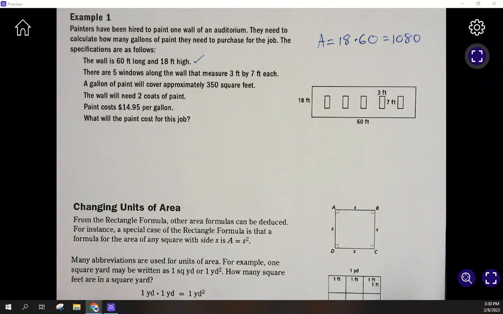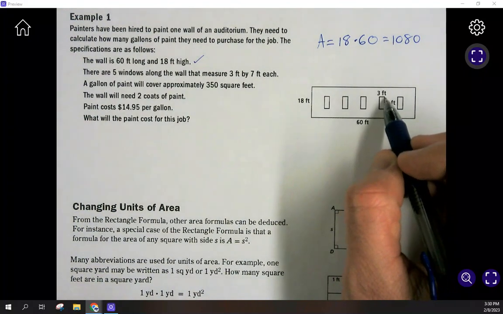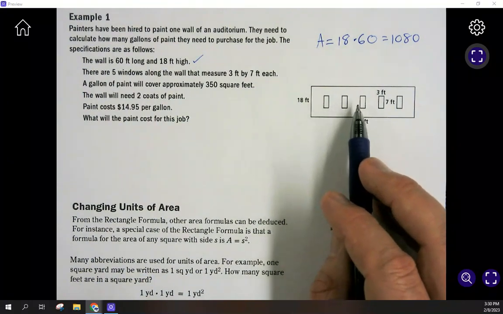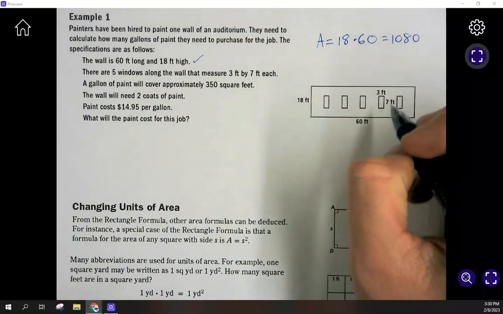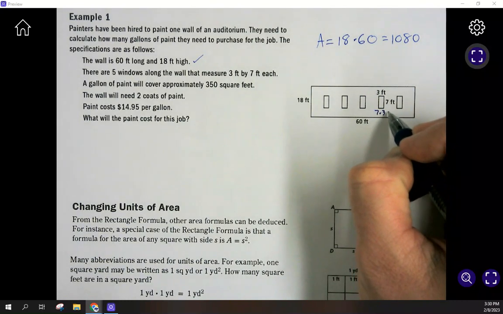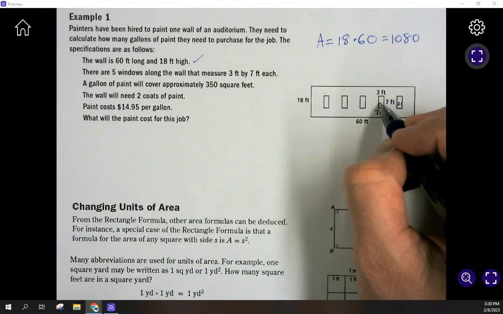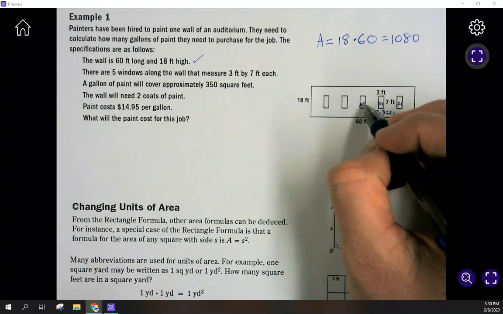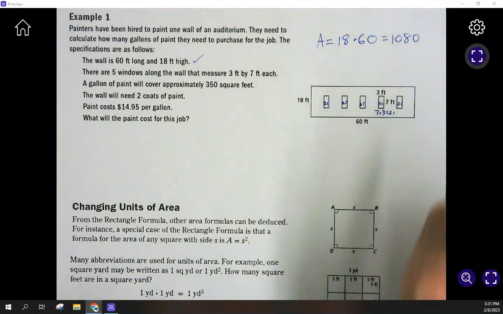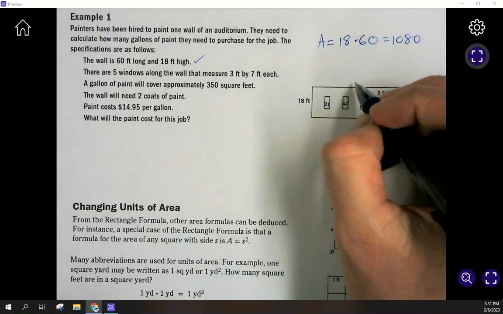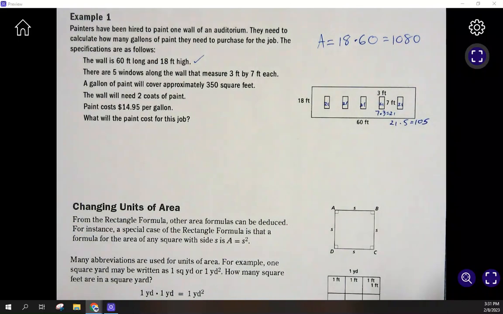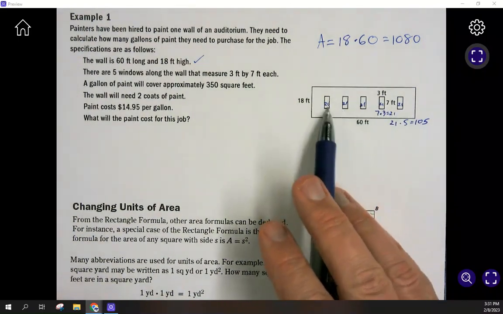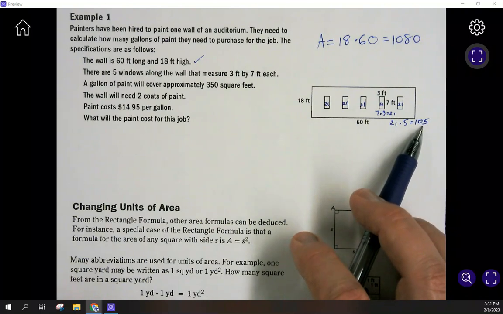There's 5 windows along the wall, and they measure 3 by 7 each. Okay, so these are 7 by 3. We're obviously not going to paint the windows, so we want to know the area of them. Well, 7 times 3 is 21. So the area of each one of these windows is 21, and there's 5 of them. So 21 times 5 equals 105. So the combined area of all the windows is 105 square feet.